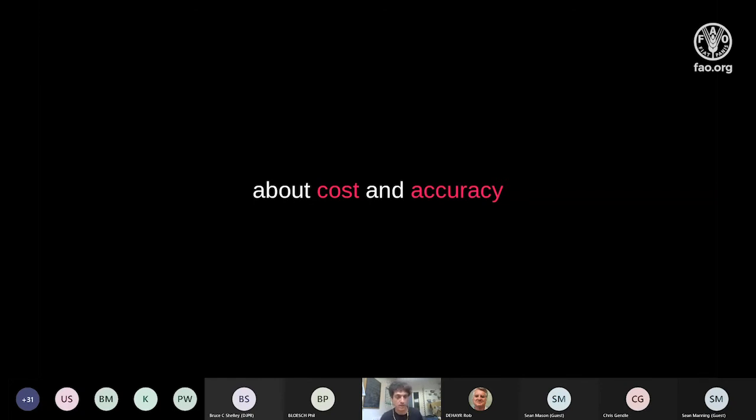Of course, you can derive a lot more properties out of MIR spectra if you have the spectral library to do so. But in terms of time and cost, it's really different from NIR.